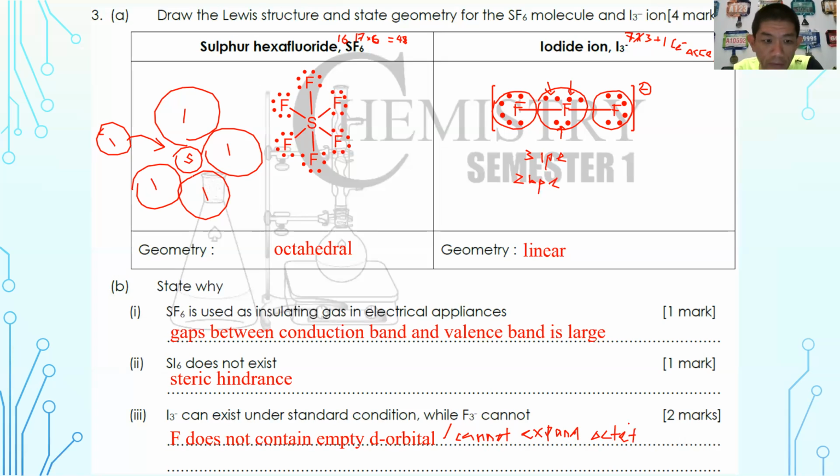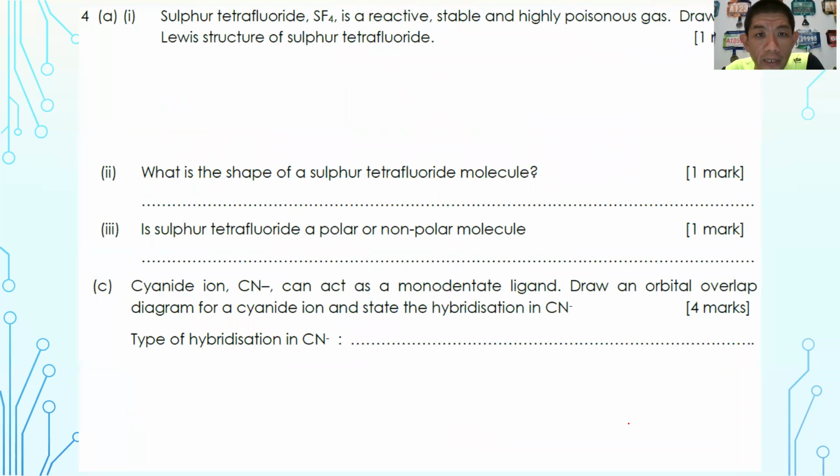Okay, and finally, you must just say that there is stronger repulsion by the lone pair electrons inside the fluorines. So that is how you are going to answer question number 3. Immediately we move to question number 4. Sulfur tetrafluoride is a reactive, stable, and highly poisonous gas. Draw the Lewis structure of the sulfur tetrafluoride.